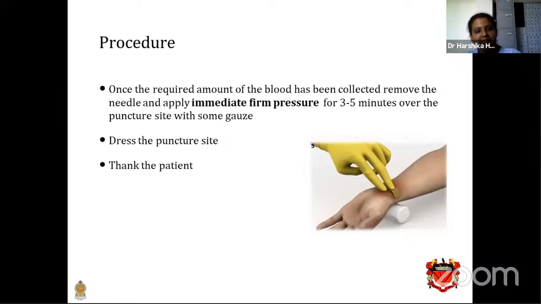So once you have collected your sample, you have to remove the needle from the artery, and then as soon as you remove it, you have to apply immediate firm pressure on the puncture site for about 3 to 5 minutes, and then apply a tight dressing and thank the patient.